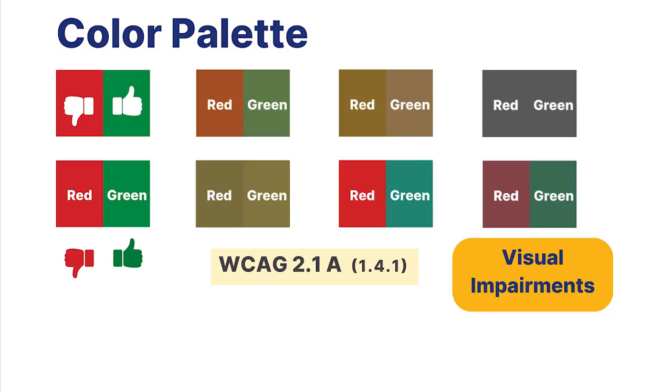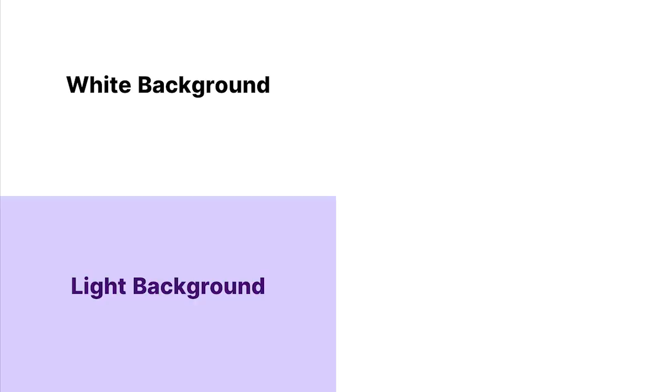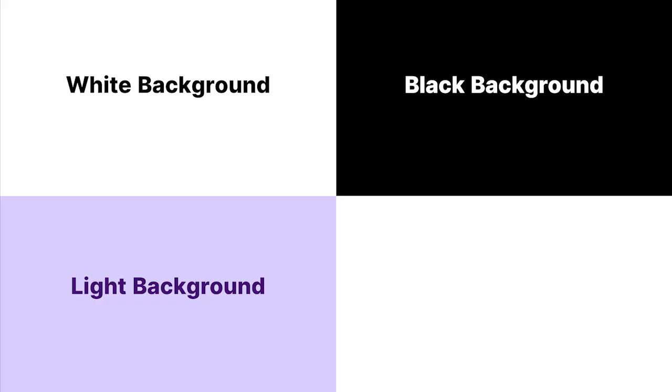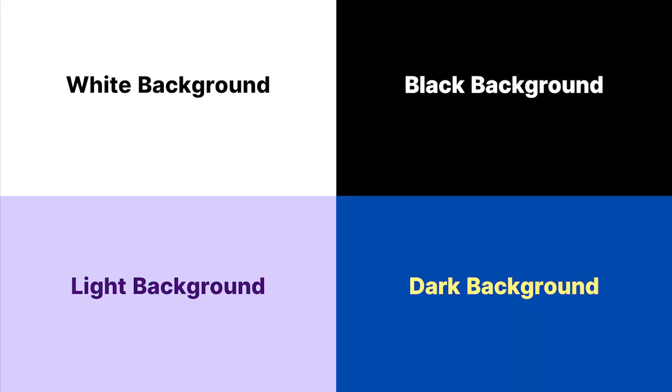These are samples of how some people with visual impairments view red and green. You'll also want to consider if you have a white background with dark text, or a light colored background with darker text, or a black or dark background with white text, or a colored background with light colored text. I haven't found a definitive answer to whether a white or dark background is better.